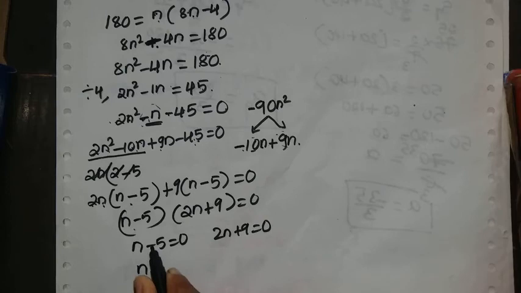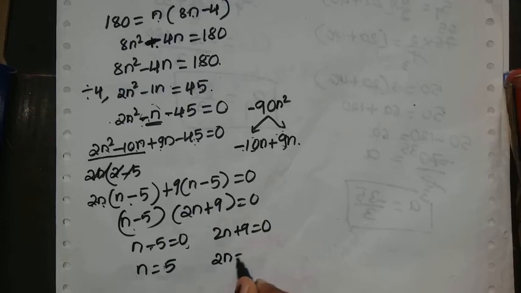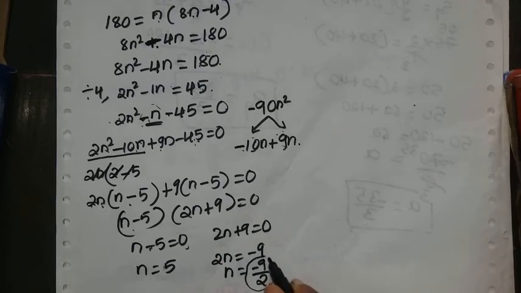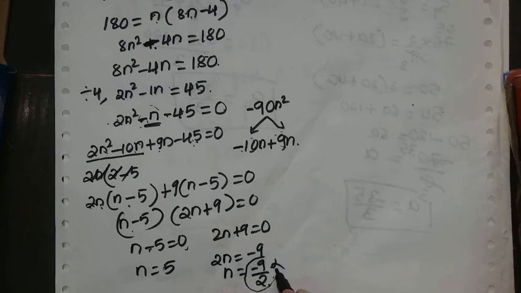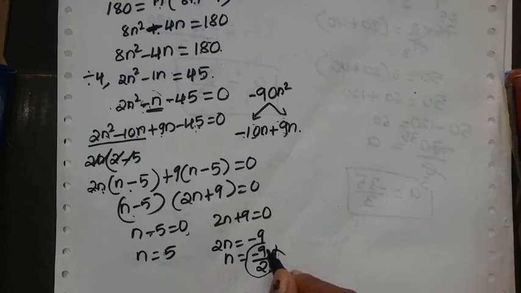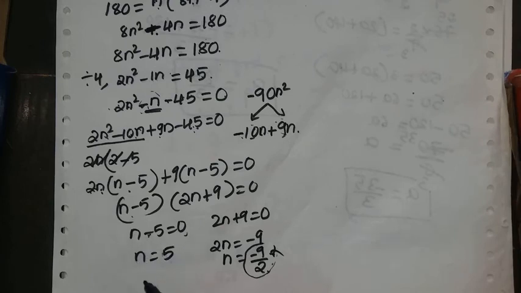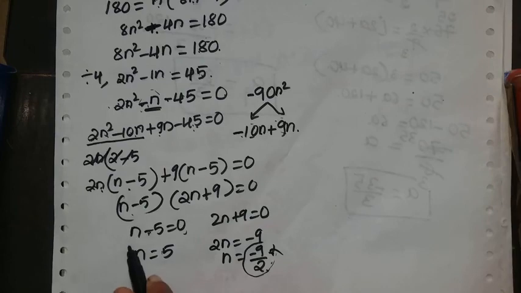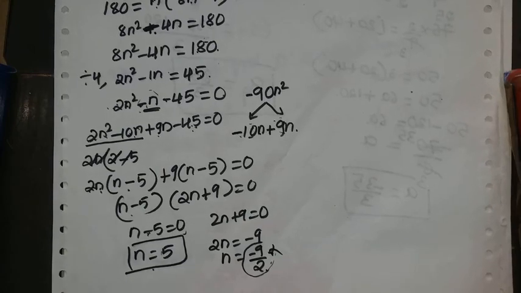Here n is equal to plus 5. This can be done as 2n equals minus 9, n equals minus 9 divided by 2. This is not to be considered because this is a negative number and also a fraction. So n is always a whole number, not negative, not a fraction. That's why I take the n value, n equals 5.